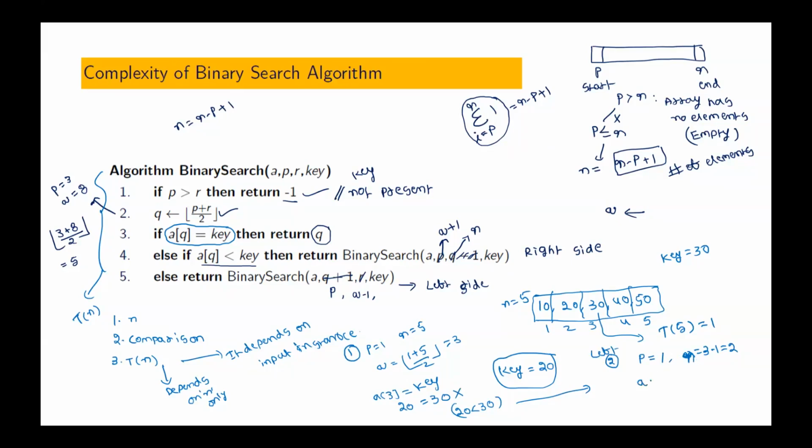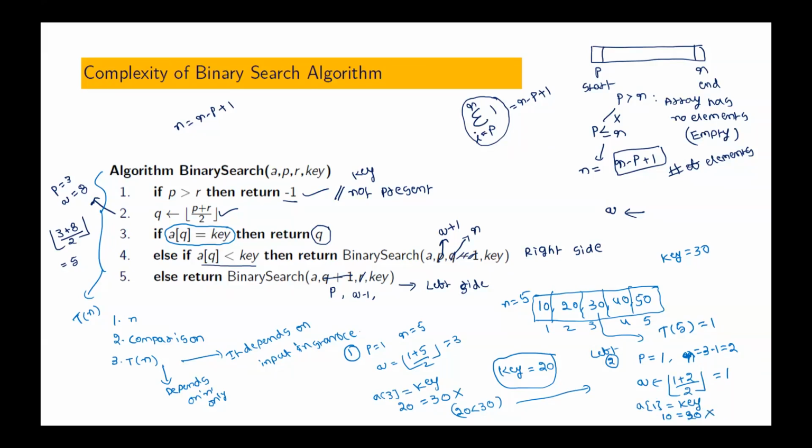So now what is q in this case? (1 plus 2) by 2. What is this value? 1 only. 3 by 2 is 1.5, and the floor of 1.5 is 1. Now we'll compare A of 1 with the key. What is A of 1? 10. Does 10 equal key, which is 20 now? 10 equal to 20 or not?